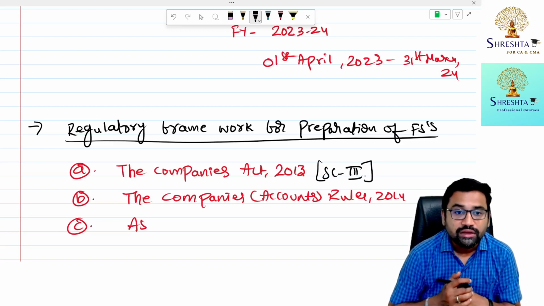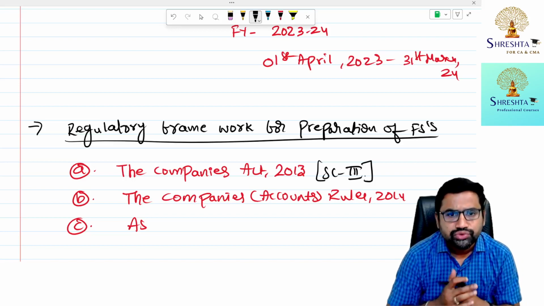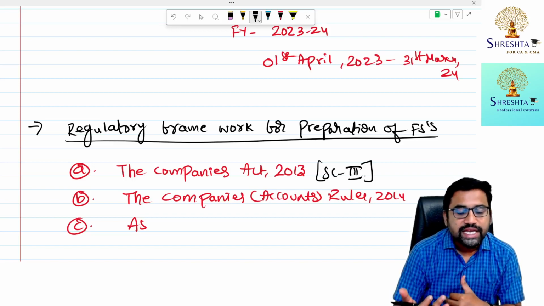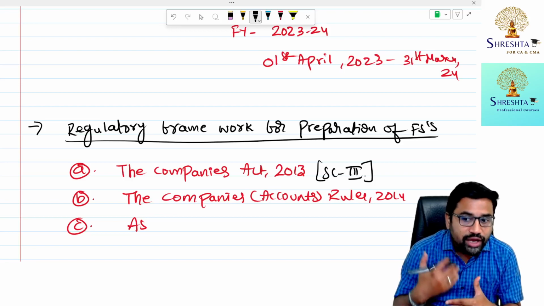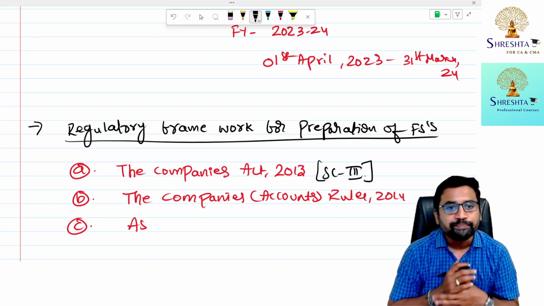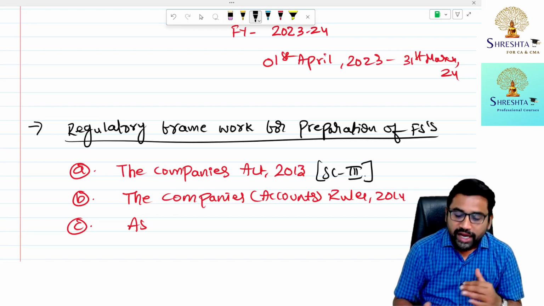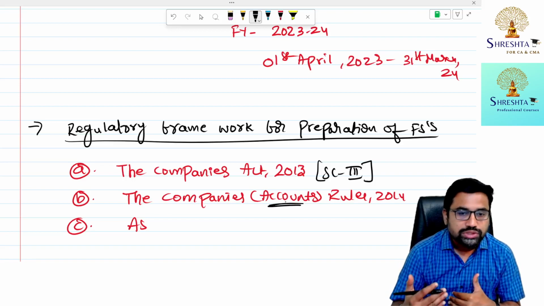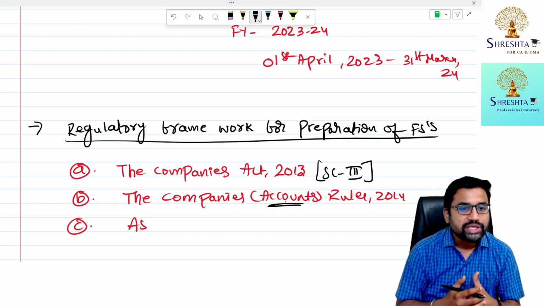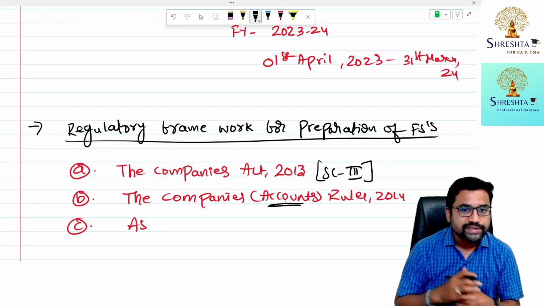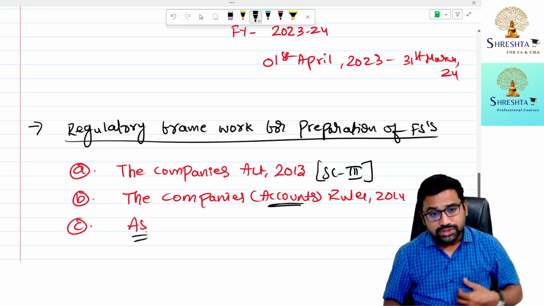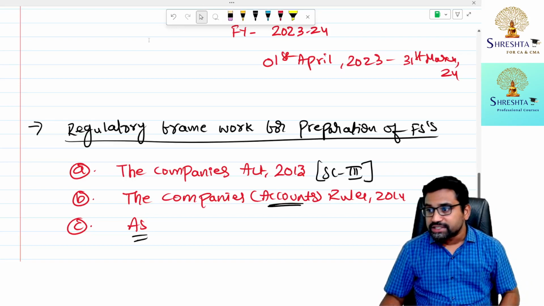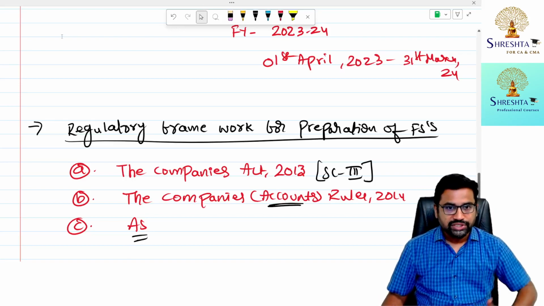Therefore, definitely when you are preparing financial statements, you should follow the Companies Act. So the Companies Act has prescribed Schedule 3. Therefore, according to Schedule 3, we need to prepare the financial statements of a company. And there are some rules relating to company accounts. Those rules, if they are required for preparation of financial statements, should also be considered. And accounting standards, of course, play a key role in preparation of financial statements.